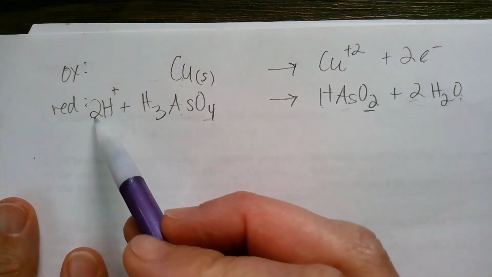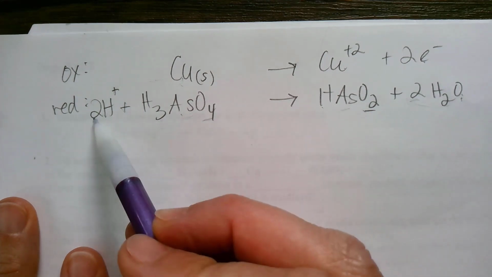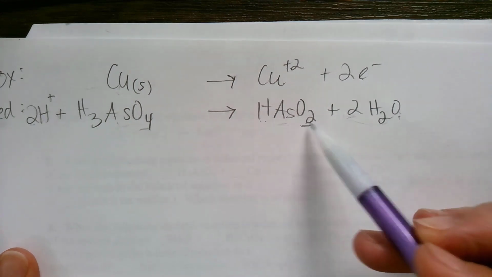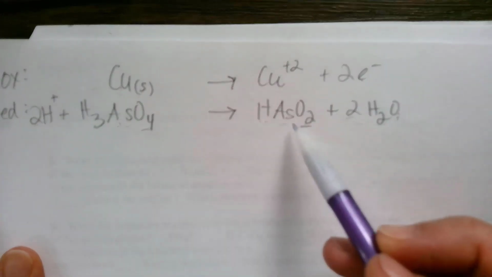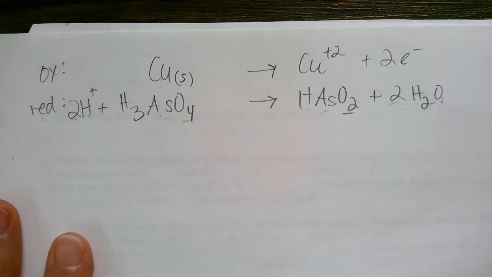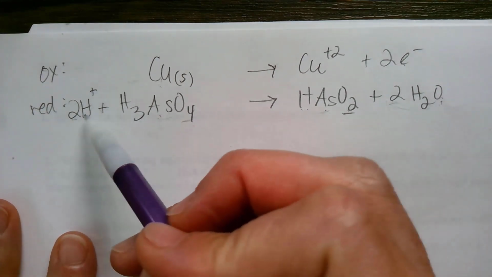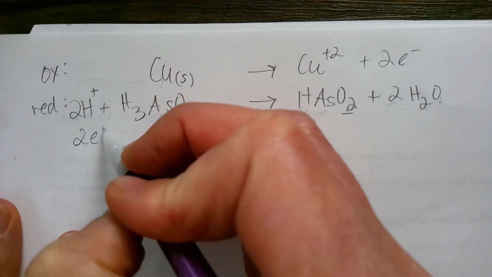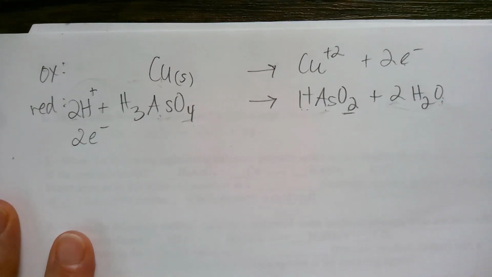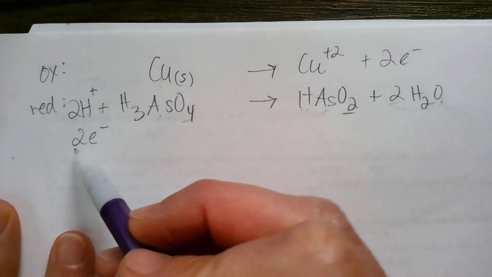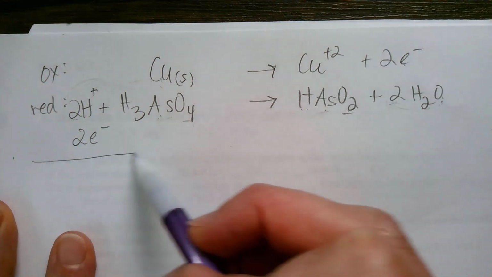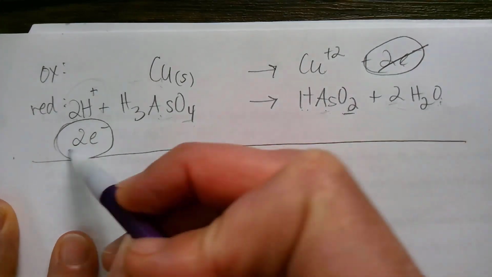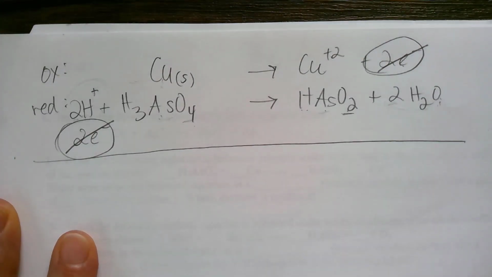Okay, so we're balanced as far as H's: 3, 4, 5 H's, 4, 5 H's, 4 O's, an As and As. Now we need to balance charge. If I have 2 H+'s, I need 2 electrons on the left. That's 2 positives, so I need 2 negatives. Then we can combine them together. Notice what's great: I have 2 electrons and 2 electrons, so they're going to cancel. So let's see what we're left with.